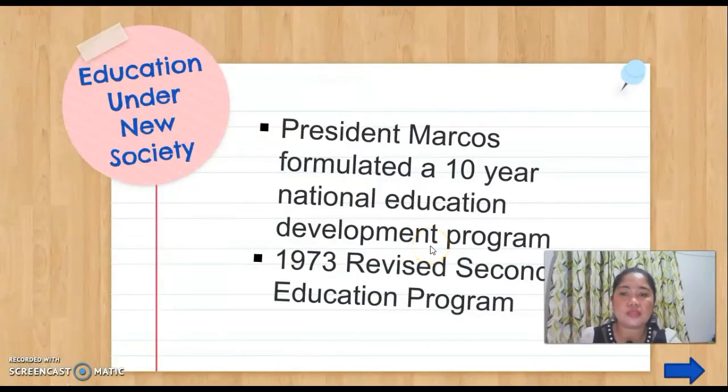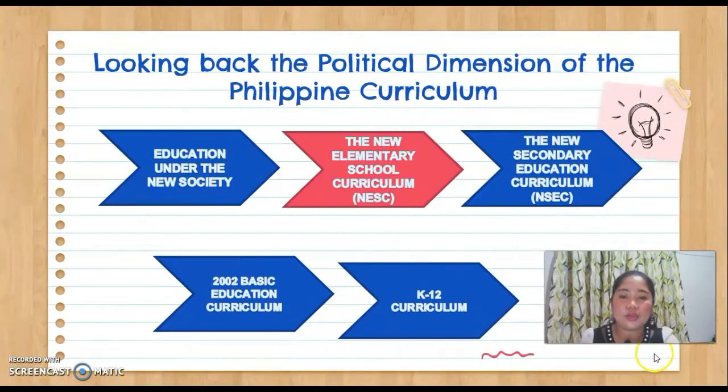And we have the education under the New Society. What do we mean by this one? So President Marcos formulated a 10-year national education development program and the 1973 revised secondary education program, that is education under the New Society. Now we have the New Elementary School Curriculum, or the NESC.